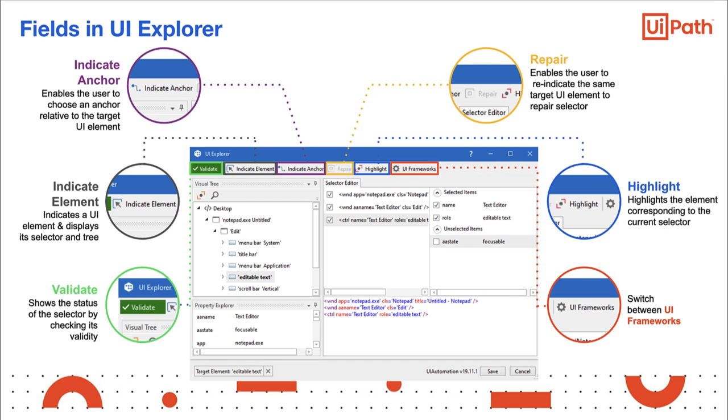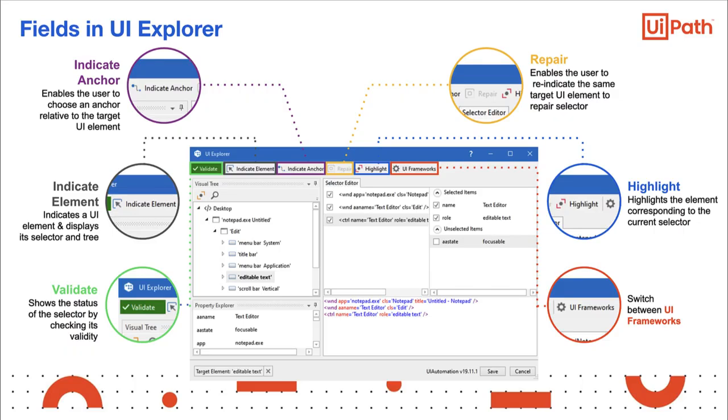The fields in UI Explorer are Validate, Indicate Element, Indicate Anchor, Repair, Highlight, and UI Frameworks. Validate button shows the status of the selector by checking the validity of the selector definition and the visibility of the target element on the screen.